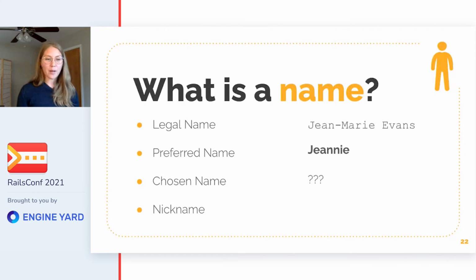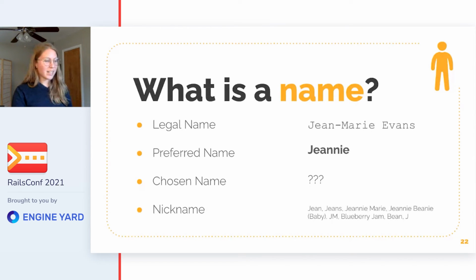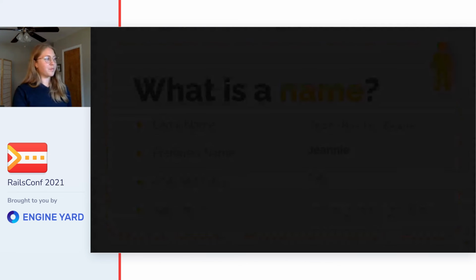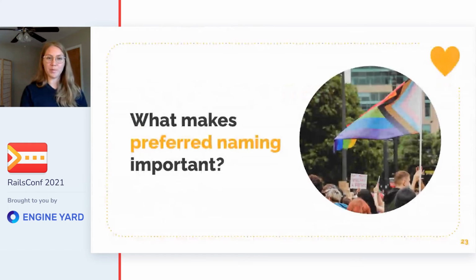Chosen name, I don't really have one. I never had to choose my own name. Again, Jeannie was just a name that I had. I don't know, maybe it was a nickname that stuck. But in any case, I don't really have one of those. Nicknames, I've got plenty. Blueberry Jam was my favorite. That didn't really stick like I wanted it to, but that's okay. So that's just an example. But obviously, out of all of these, preferred naming is the most important, right? And what makes preferred naming so important?